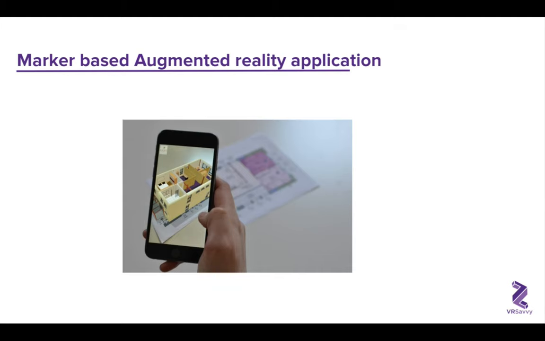Thank you. The marker-based augmented reality application is like this: if you have a book, a pamphlet or a brochure, and you scan it, and a 3D content comes out of the marker, it is called marker-based AR. What is augmented reality? Augmenting a 3D or 2D object on top of the real world is called augmented reality. Right now we are augmenting a 3D object on top of a pamphlet, booklet or printed paper. That is called marker-based augmented reality.